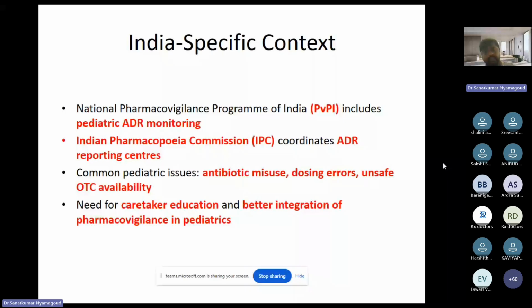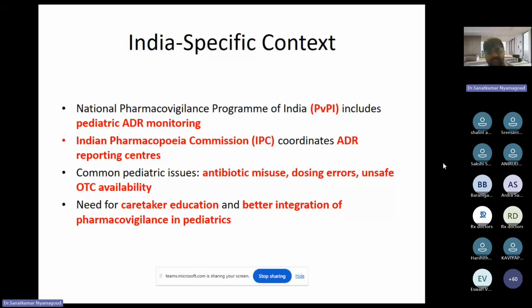But we need to understand that we as clinical pharmacists should also concentrate more on pediatric ICUs and pediatric IPDs, so that we can try to identify more adverse drug reactions regarding drugs used in the pediatric population. The most common pediatric issues which come across in India are antibiotic misuse and dosing errors, as I discussed, and unsafe OTC availability.